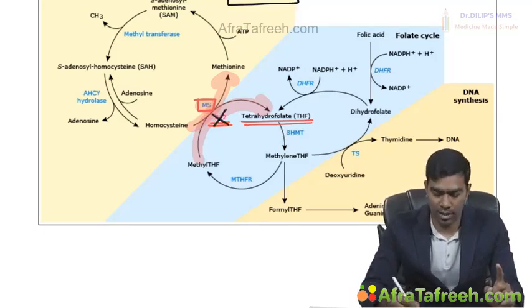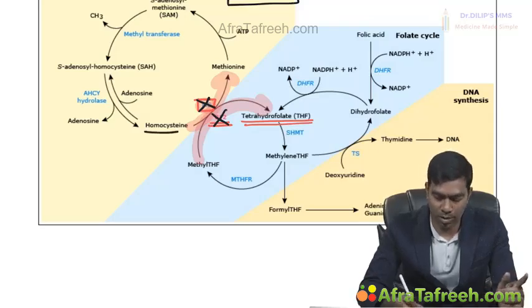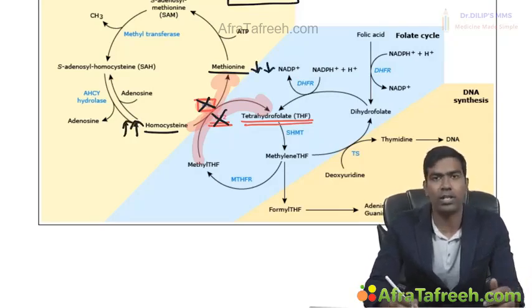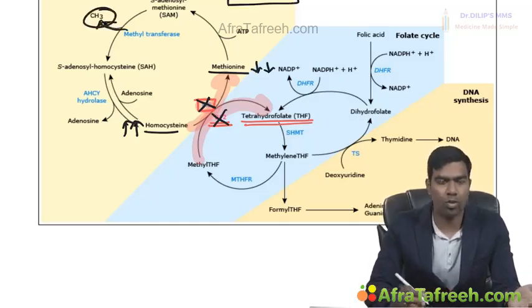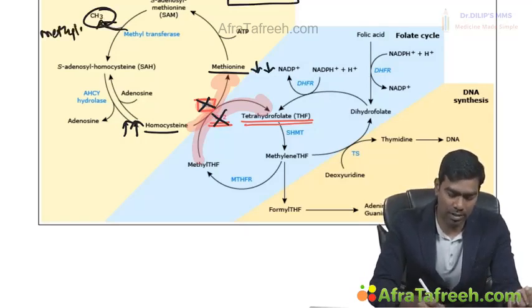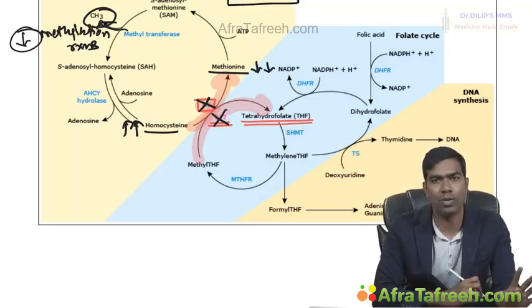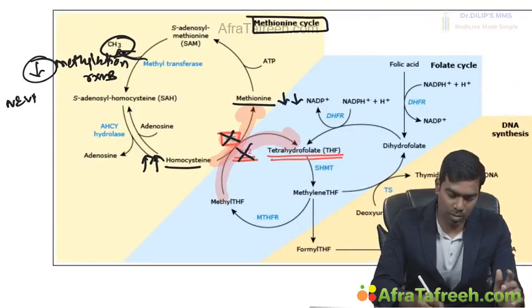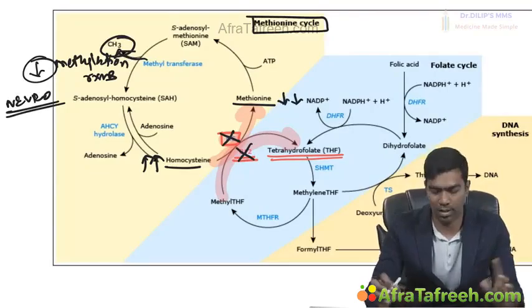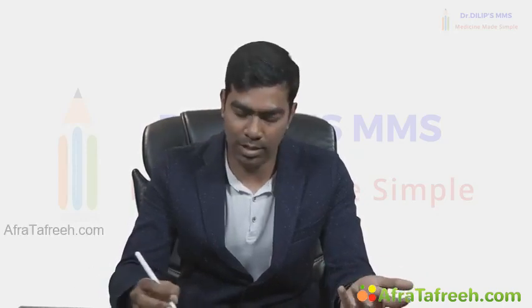In a B12 deficiency, methionine synthase will not work, which means homocysteine to methionine conversion will not happen. So the homocysteine levels are going to increase and methionine is going to decrease. If less methionine is formed, I told you the methyl group will not be released and your methylation reactions will not be possible. So the methylation reactions will decrease, and this is the main reason why you get neurological complications in B12 deficiency.